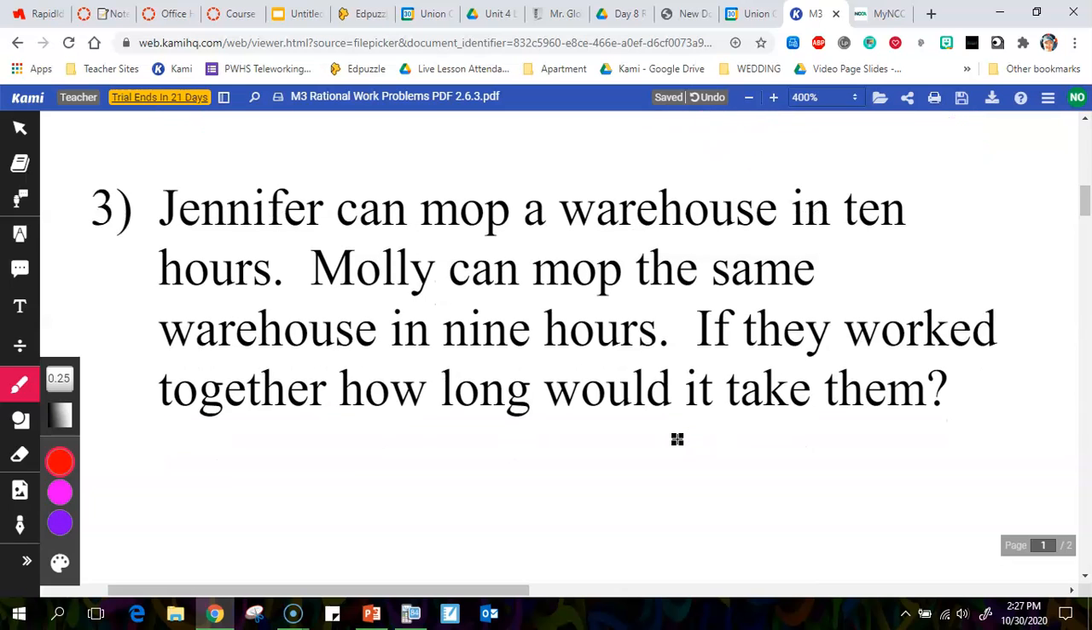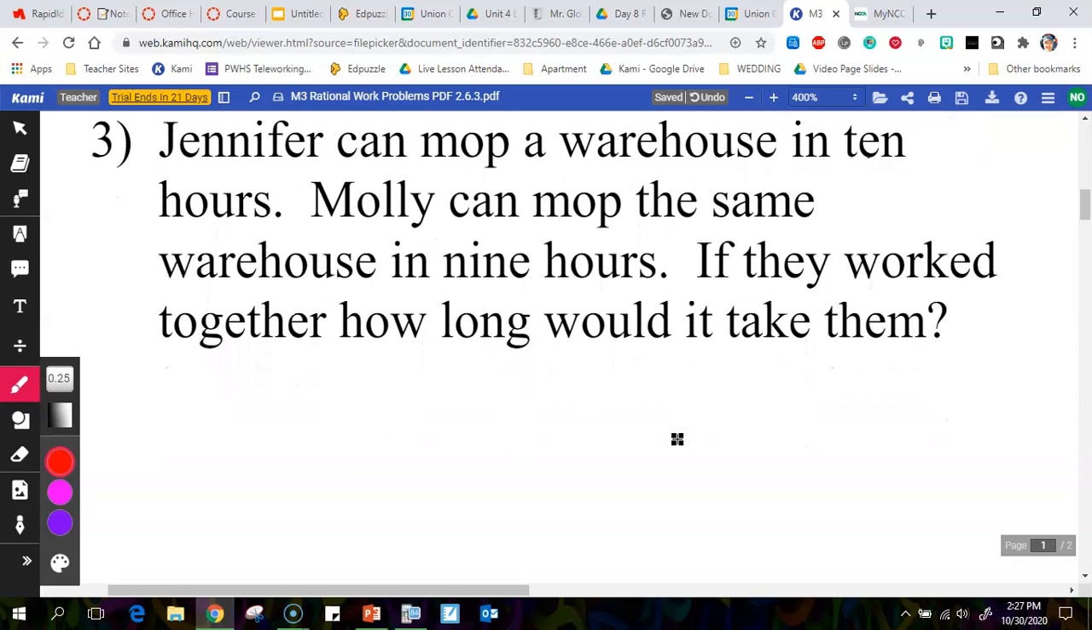Another one, pretty much the same type of problem. The hard part, the trick, is finding the LCD, the lowest common denominator. Jennifer can mop a warehouse in 10 hours. That's one job in 10 hours. Molly, one job in 9 hours. And together, we don't know. One job in how many hours?